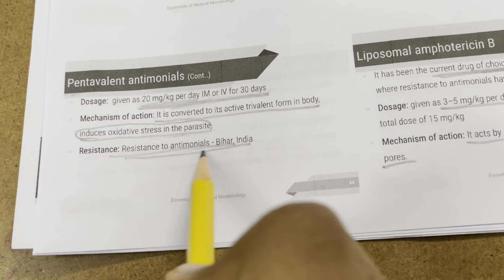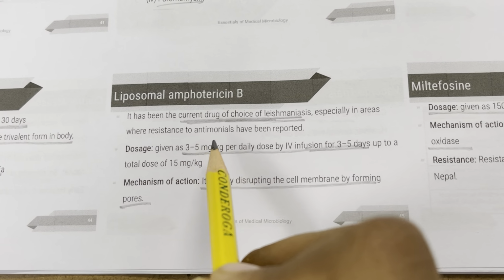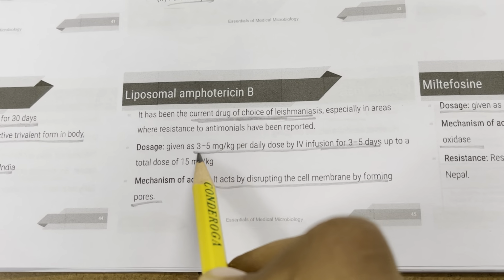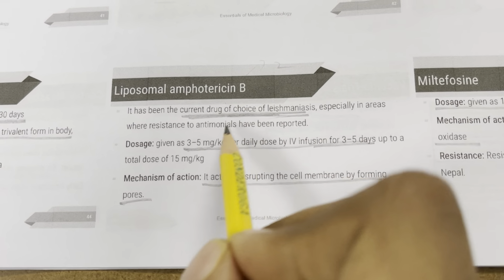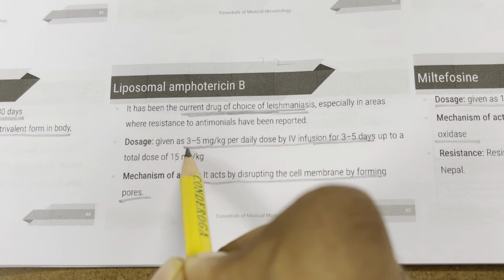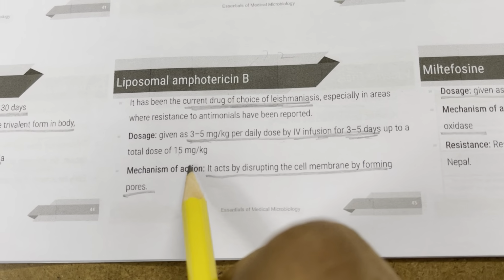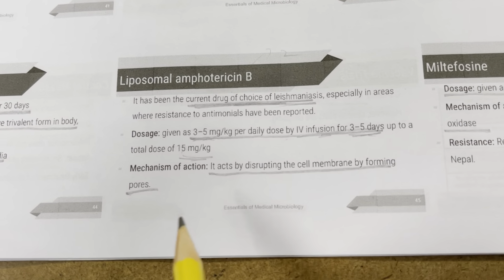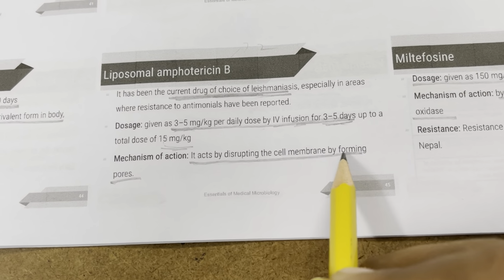Then liposomal amphotericin B is the current drug of choice in leishmaniasis, especially in areas where resistance has been reported. So liposomal amphotericin B: B is the second letter in the English alphabet. So then after 2 you have 3 to 5, right? So 3 to 5 mg per kg per daily dose by IV infusion for 3 to 5 days, up to a total infusion of 15 mg per kg. Mechanism of action: it acts by disrupting the cell membrane by forming pores.